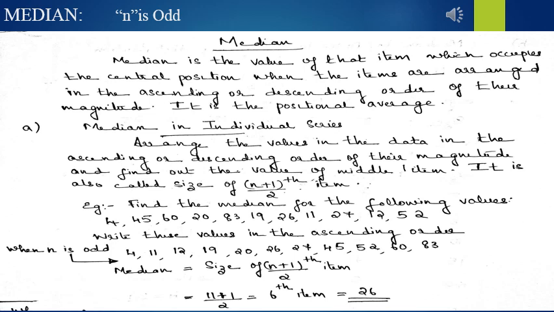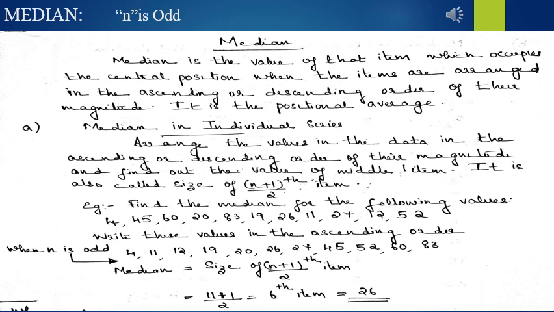So if n is odd, we first write the data in ascending order. We said it is the (n plus 1)/2th item. So (11 plus 1)/2, it means the 6th item. So here the 6th item is 26. So it's as simple as this.